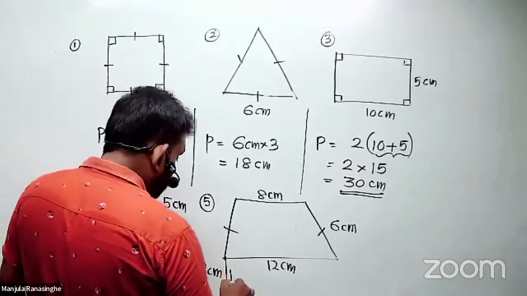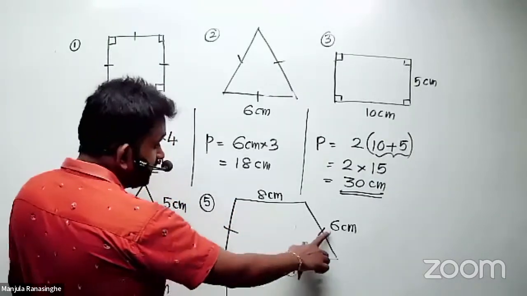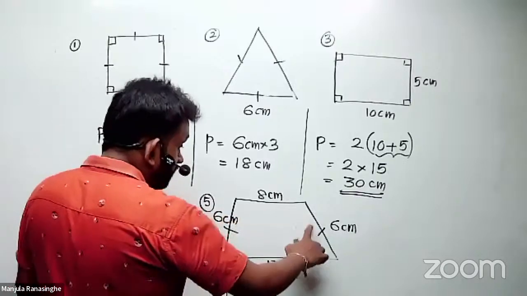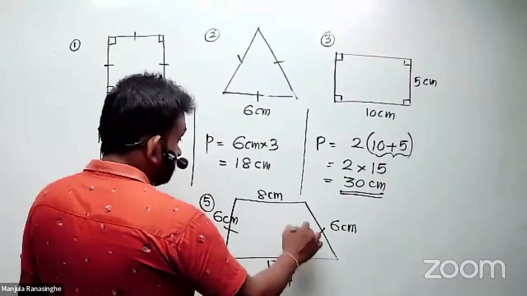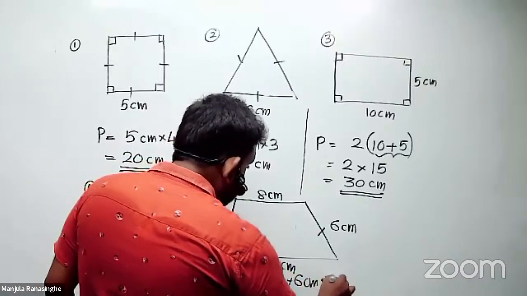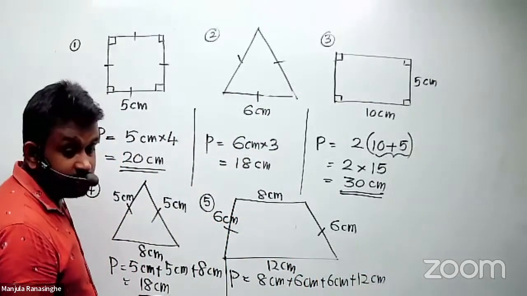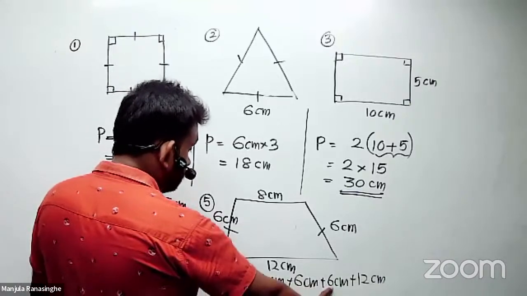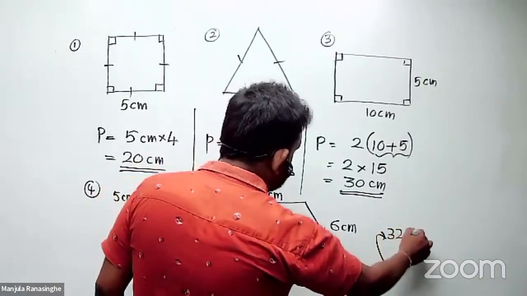Then see there, perimeter. So you have to add all four sides together. So here 6 centimeter, here also 6 centimeter. Then you can add up all these four lengths together: 8 centimeter plus 6 centimeter 2 times, then 6 centimeter plus 6 centimeter and 12 centimeter, all the outer length. Right. Then what is the answer? 8 plus 6, 14 plus 6, 20 plus 12. That gives you 32 centimeter.